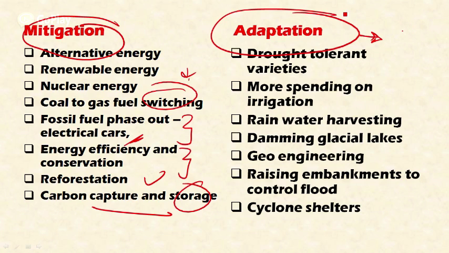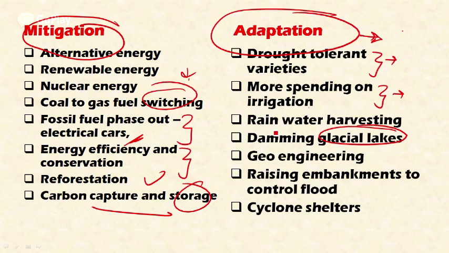So this is adaptation. This includes drought tolerant varieties. If there is a fluctuation in the rainfall for a particular area, then agriculture scientists will develop drought tolerant, that is water resistant, varieties to escape from any harsh climatic condition. So this is an adaptation, an adjustment to climate change. Then more spending on irrigation so that there is less and less reliance on monsoon, and rainwater harvesting for further use, and damming of glacial lakes. We know that global warming leads to melting of glaciers, which may lead to flooding of the downstream areas. So providing dams to these glacial lakes reduces the flooding. So this is an adaptation to global warming.